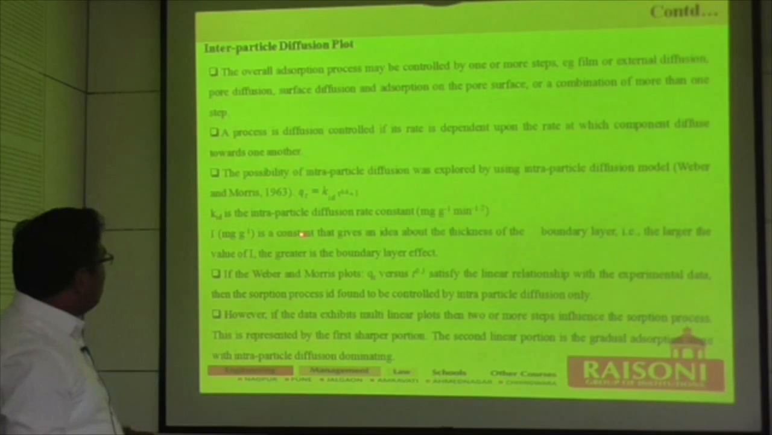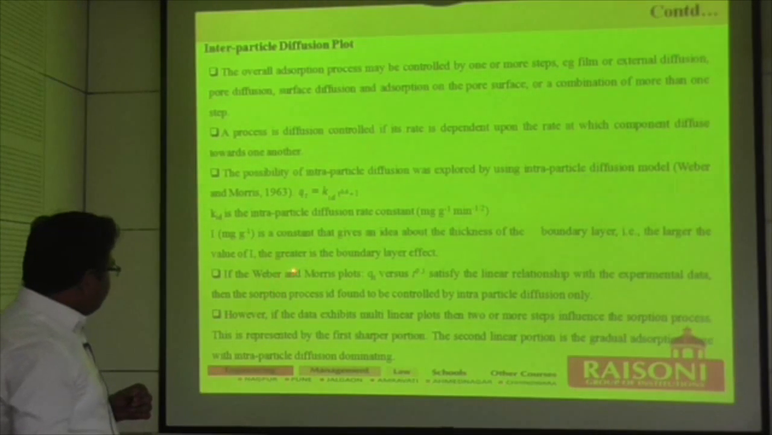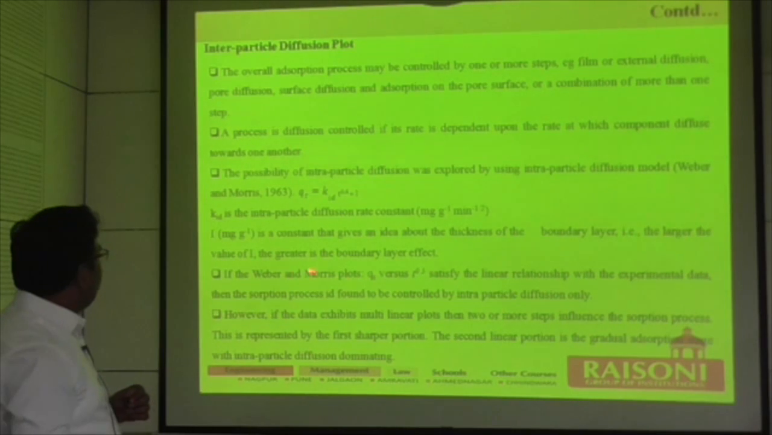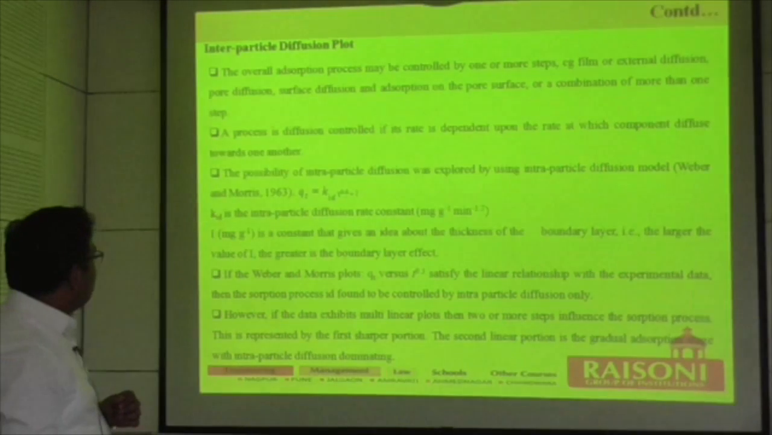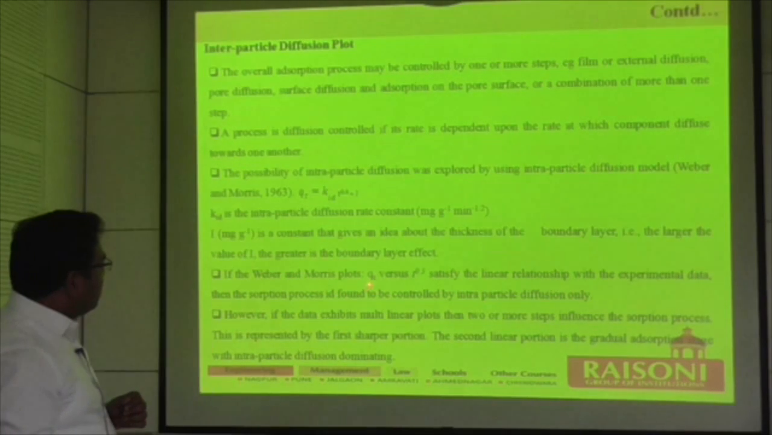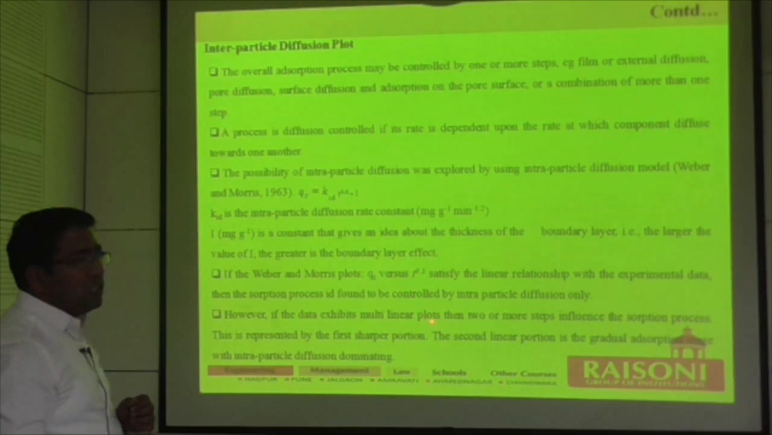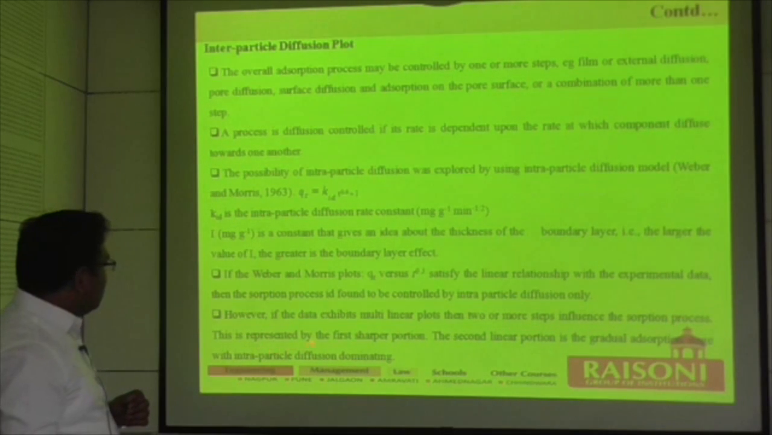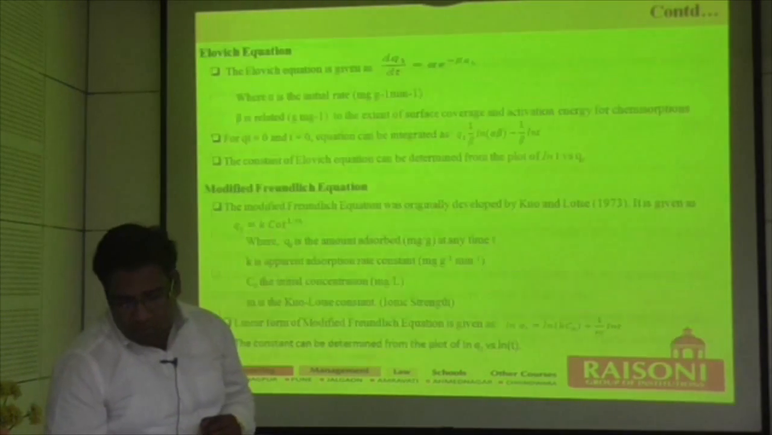Then I is a constant that gives an idea about the thickness of the boundary layer. The larger the value of I, the greater is the boundary layer effect. If the Weber-Morris plot, which is plotted between Qt versus t to the power 0.5, certifies the linear relationship. However, if the data exhibit a multilinear plot, then two or more steps influence the adsorption process. This is represented by a first sharper portion. The second linear portion is the gradual adsorption stage with the interparticle diffusion dominating.